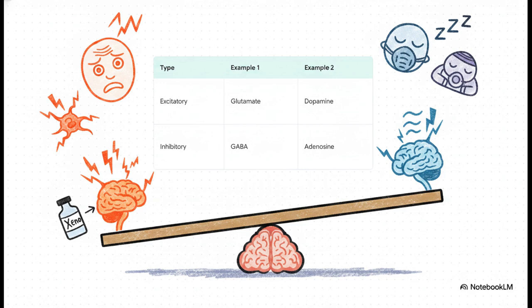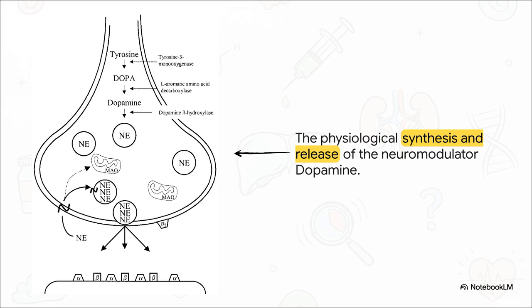When a xenobiotic enters the system, it tips this balance. Too much excitation, and the patient goes into seizures or agitated delirium. Too much inhibition, and you're looking at central nervous system depression, coma, and respiratory failure. Looking at the physiological synthesis and release pathways for a really critical neuromodulator, dopamine.